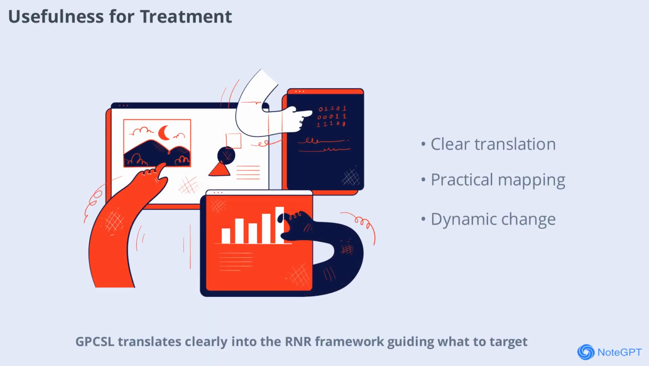GPCSL translates clearly into the R&R framework, guiding what to target, how intensely, and how to tailor interventions. It supports practical intervention mapping, such as CBT for procriminal attitudes, social network restructuring, substance treatment, and education or employment support. The focus is on dynamic change, reducing risk by changing factors that maintain offending, not excusing responsibility.